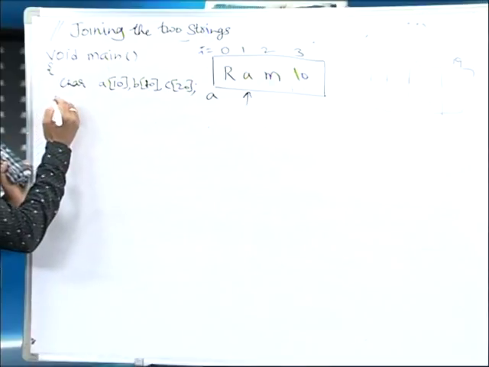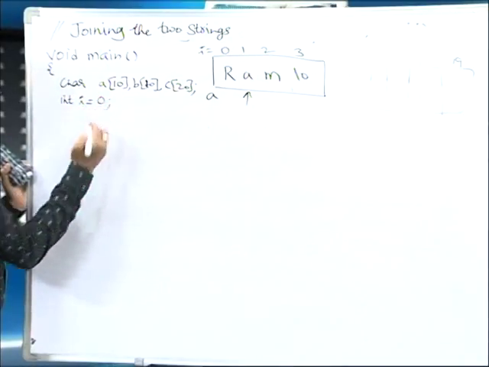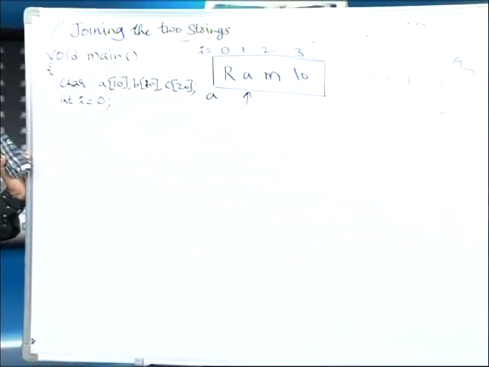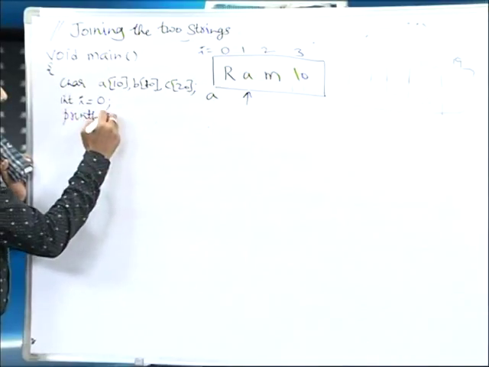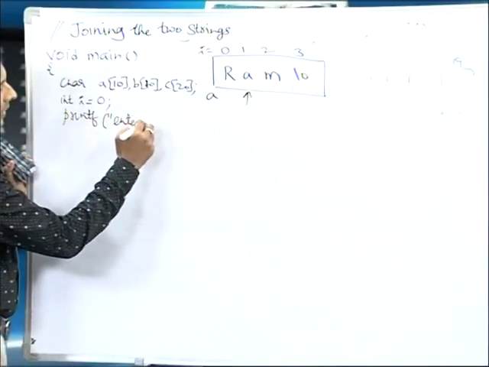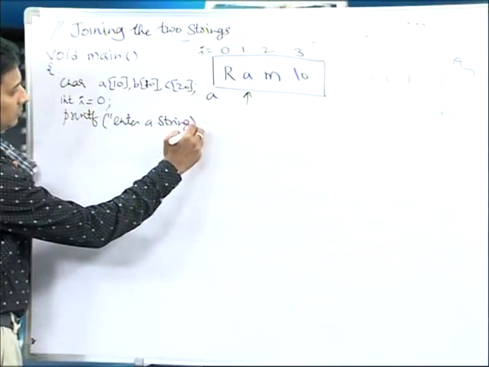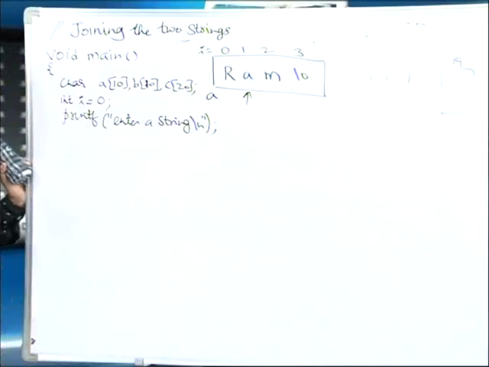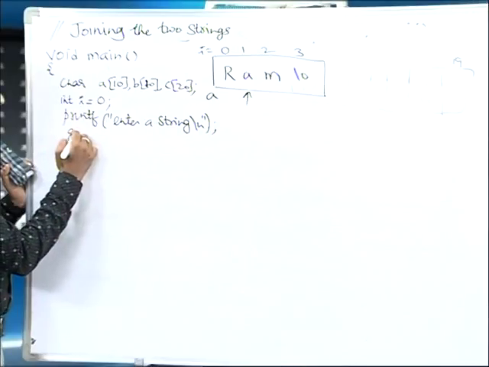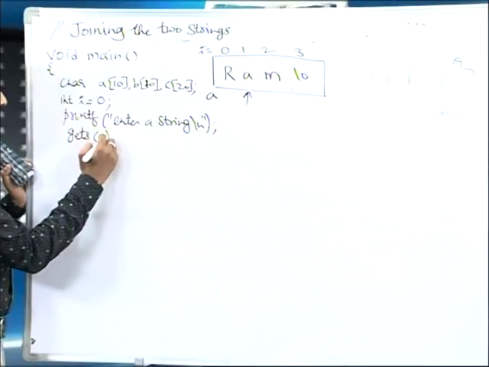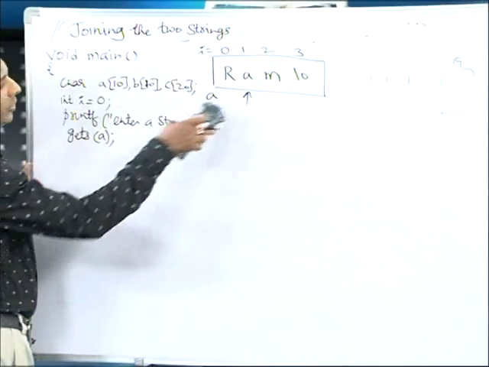Int i equal to 0. Printf enter first string. Once it is entered, now we need to read, gets of A. We are reading the string into A.